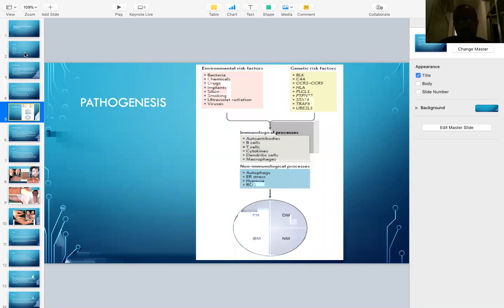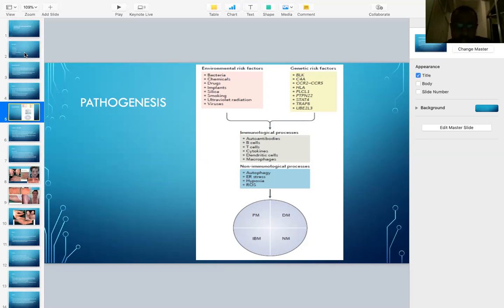I'm not going to go into the details of the pathogenesis of each subcategory of the inflammatory myositis, but in general, environmental risk factors with genetic predisposition, both HLA and non-HLA associated risk factors, lead to the activation of the innate immune system, with subsequent activation of the acquired immune system, leading to dysregulation of the immune system, with the subsequent development of antibodies and destruction of the cell.